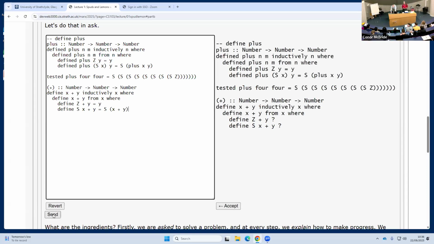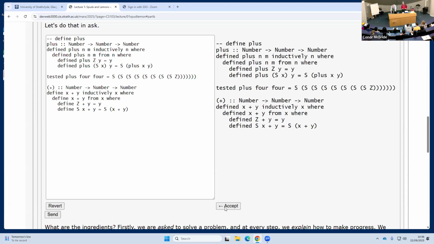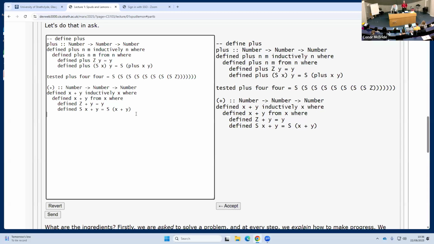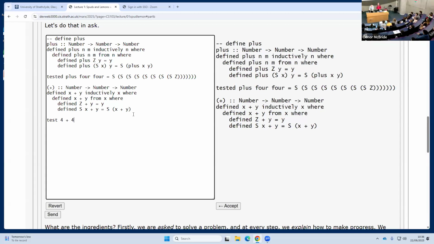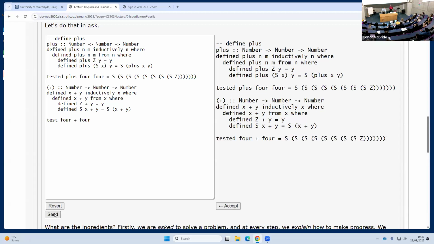Okay. So if you hit send again, and now you can try testing 4 plus 4. No, you can't. None of this digit business. 4 is still FOUR. Sorry, I'm not awake. 4 plus 4, indeed. And then hit send, and it will compute all the way out. Yay. Fabulous. Okay.